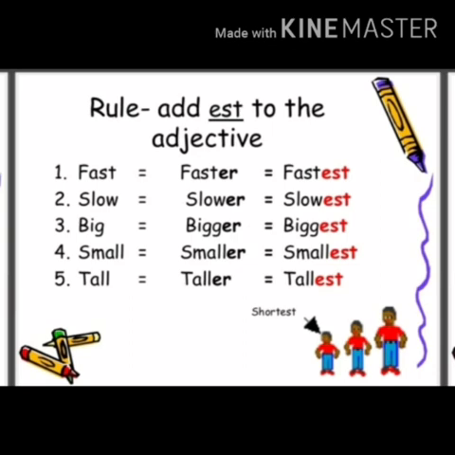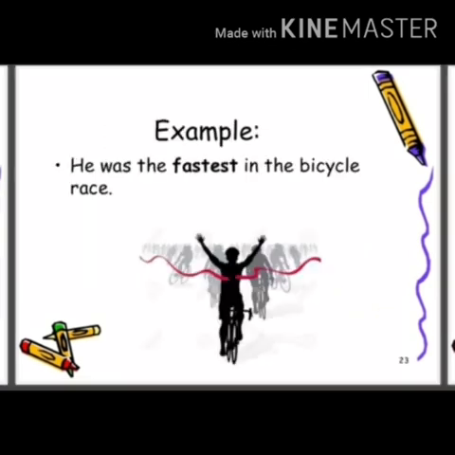You can see in the examples, like fast has been changed into faster, which is comparative, and then to fastest, which is superlative. From slow to slower, and from slower to slowest. Big to bigger, and bigger to biggest. Small to smaller, and smaller to smallest. Tall, taller, tallest. Look at the next example. He was the fastest in the bicycle race. Here, he has been compared to the rest of the boys who participated in the bicycle race. That means the comparison has been made between more than two persons.